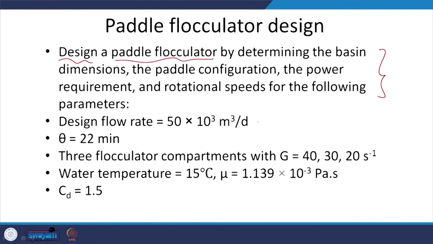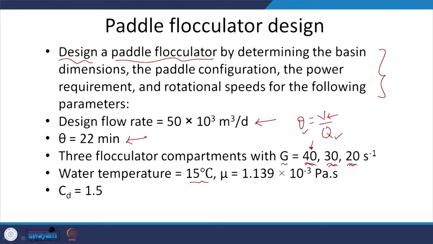So let's look at what we have. We have the design flow rate, and we have the retention time already given, meaning we know that theta is equal to V by Q. So obviously I can calculate V because I already have theta and Q. There are 3 flocculator compartments with decreasing levels of mixing, and that's typical. You will never have one with a uniform level of mixing. So in this session we will only look at one compartment, and obviously you can design it for the other compartments.